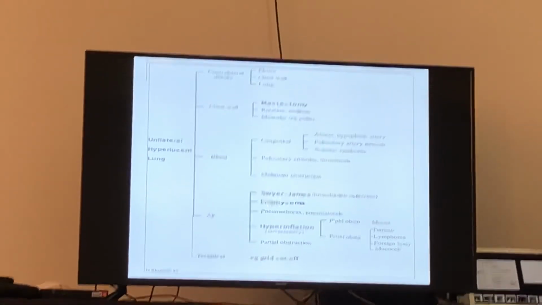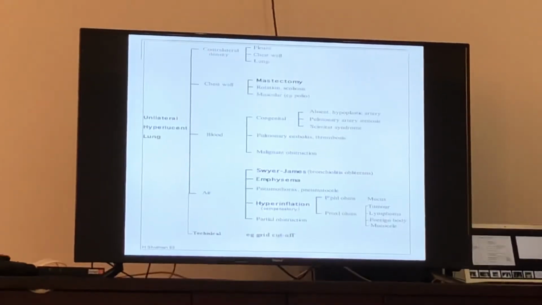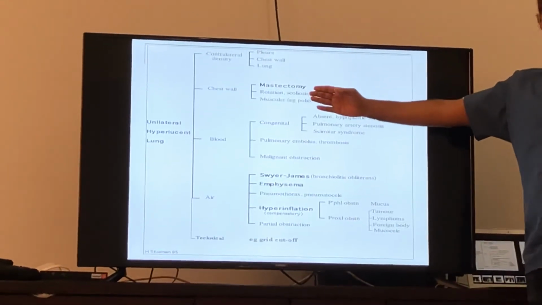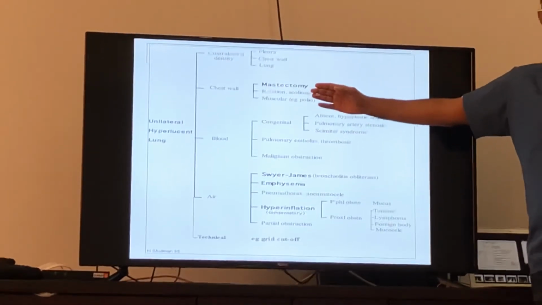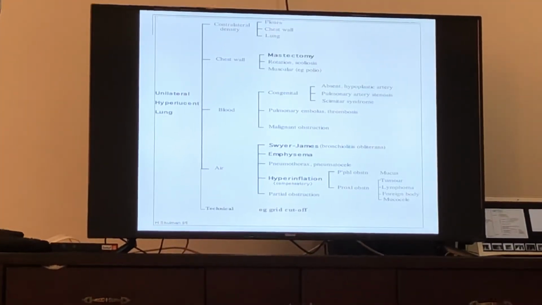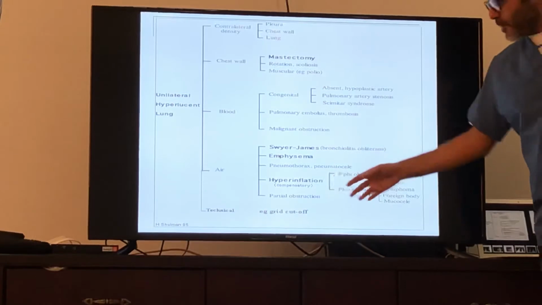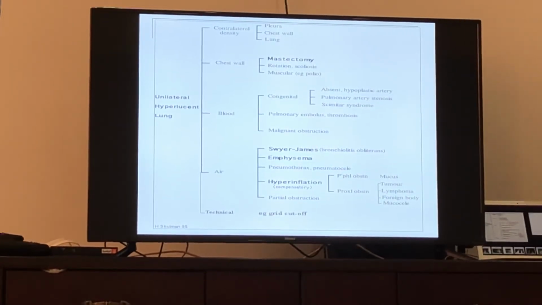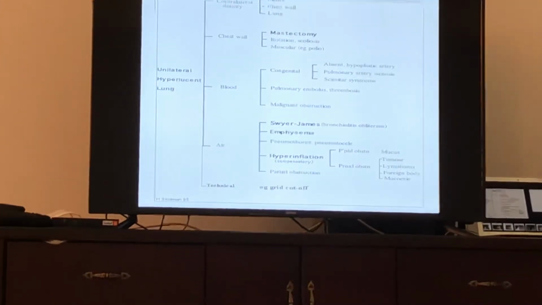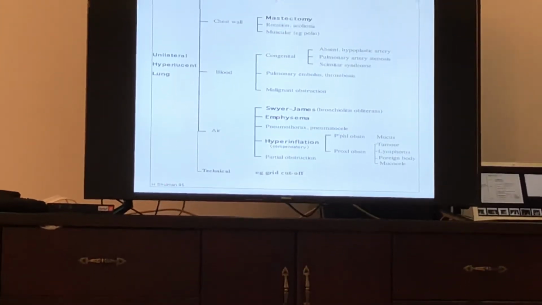Unilateral hyperlucent lung. When you have one side that's more black than usual, one of the simple causes is that if it's a female and there is mastectomy, you'll find the breast shadow missing on one side. It's something usually we miss. Usually for hyperinflation we talk about any of the causes, either congenital or acquired, such as emphysema. Mainly those are the two main things you need to keep in mind.